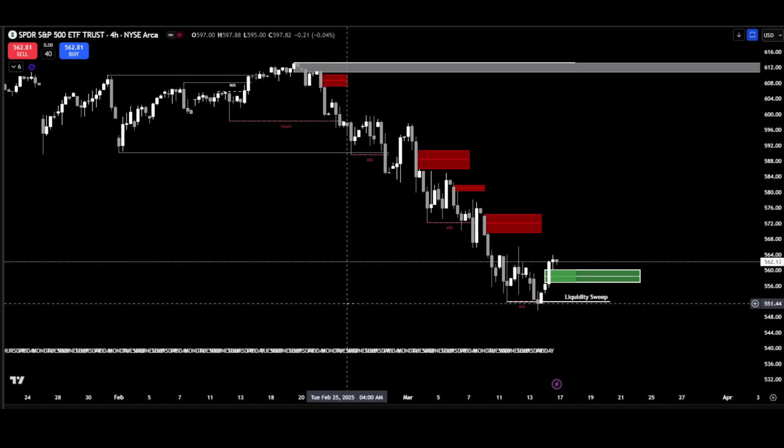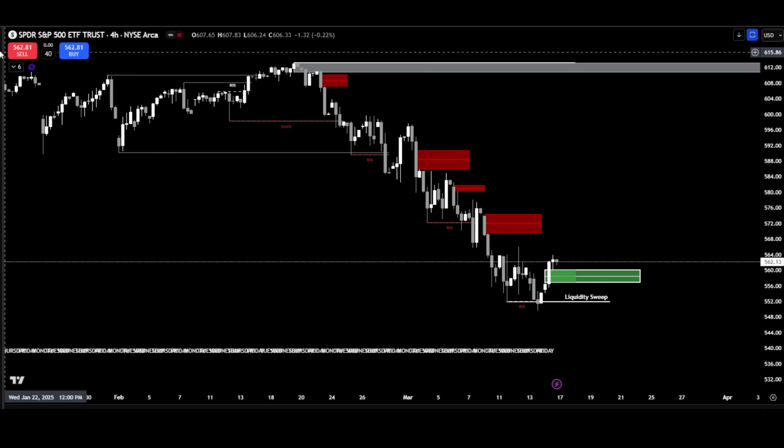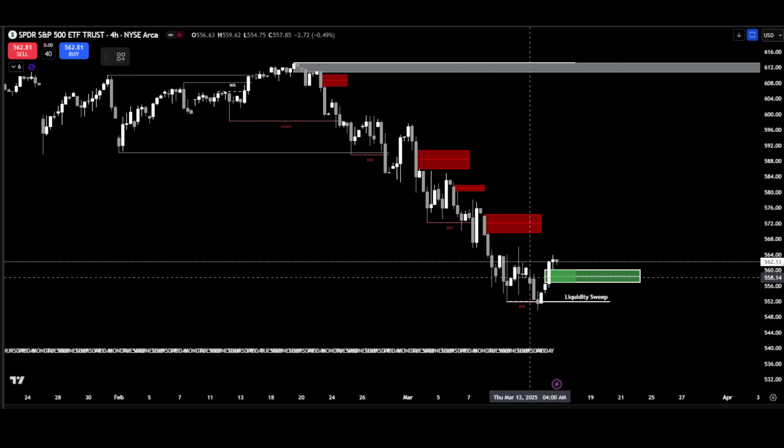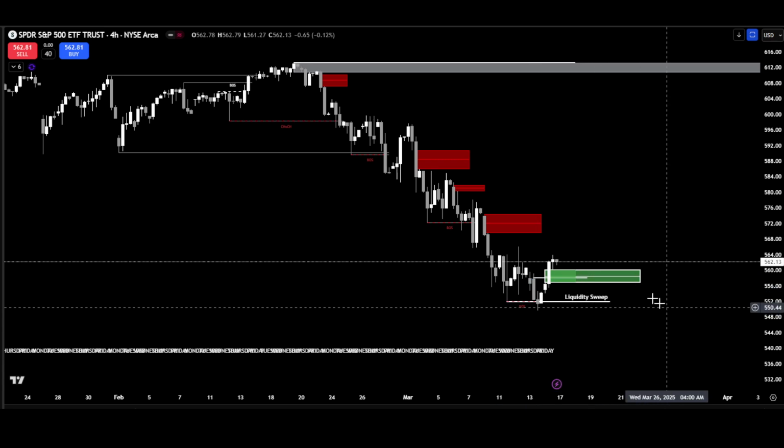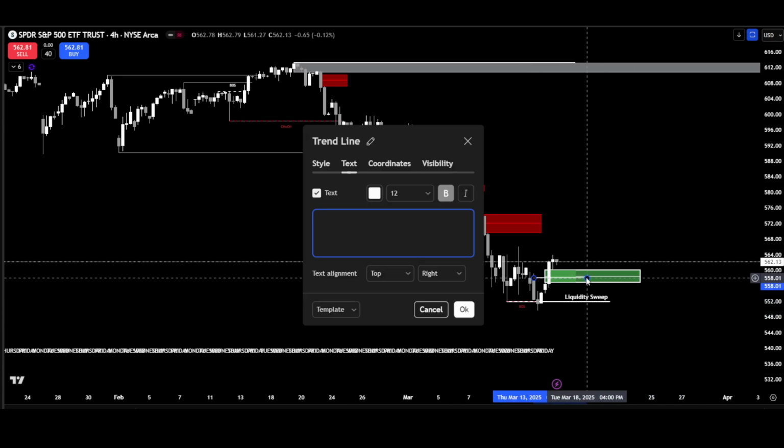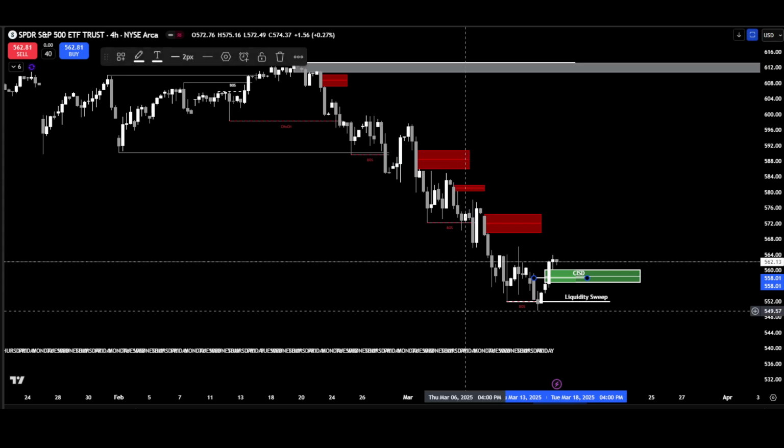Shrink it up so maybe we can see it a little bit better. Not that I'm going to leave this on here, but I just want to identify this for you guys. We got a change in state of delivery right there. So change in state of delivery on a 4-hour time frame.